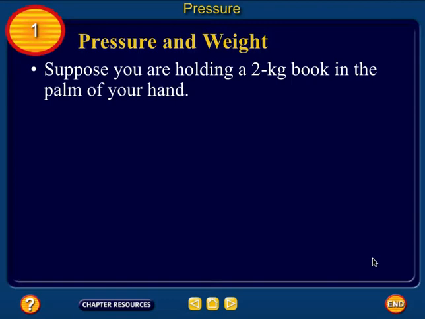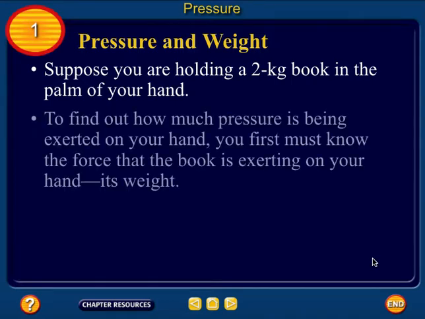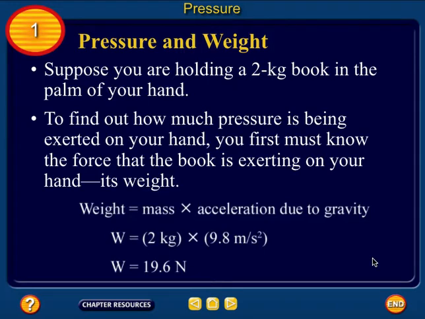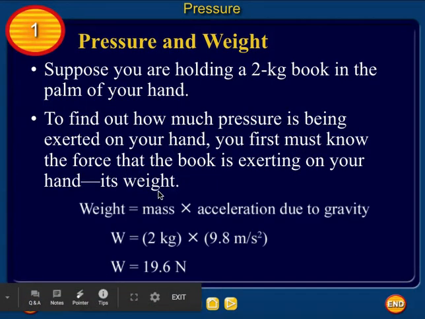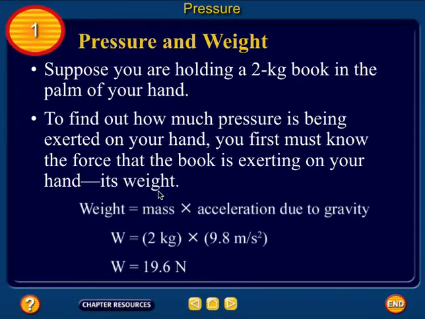Suppose you're holding a 2-kilogram book in the palm of your hand. You've got your textbook in your hand. To find out how much pressure is being exerted on your hand, you must first find the force that the book is exerting on your hand, which in this case is its weight. If it's just resting on something, a lot of times weight is the force that's being applied because gravity is pulling down.